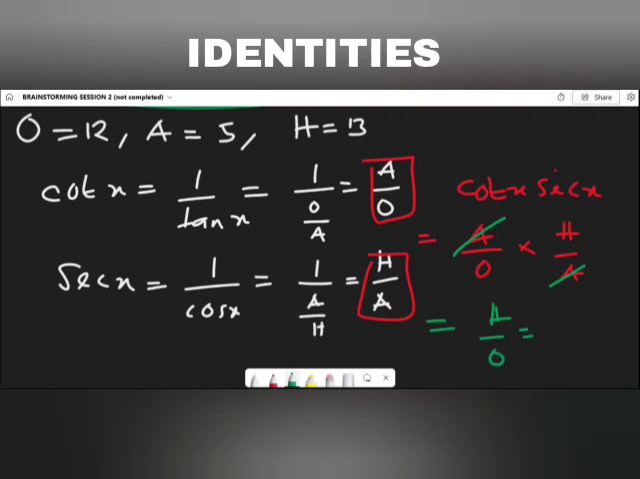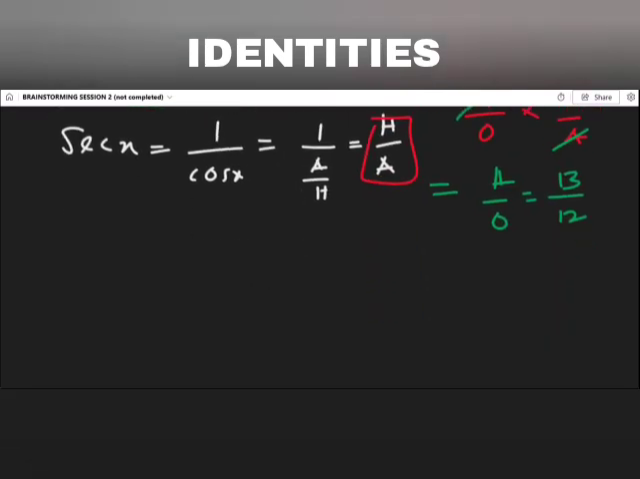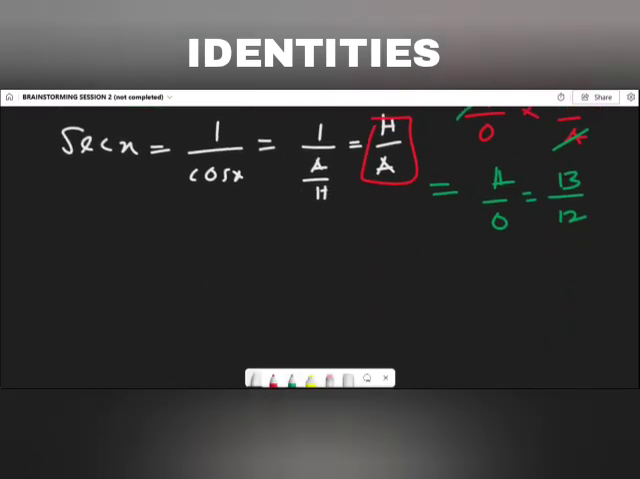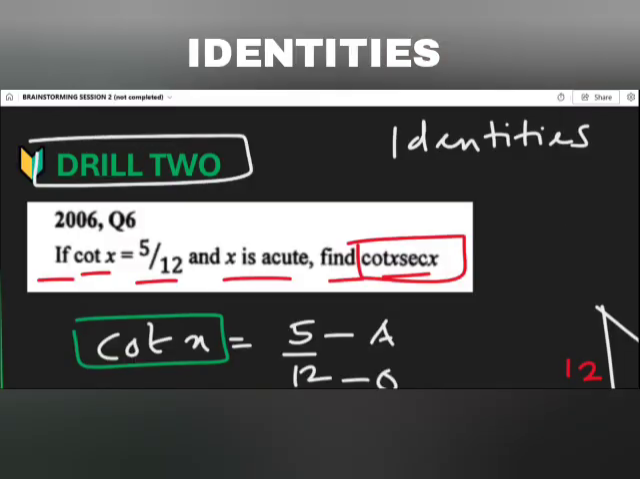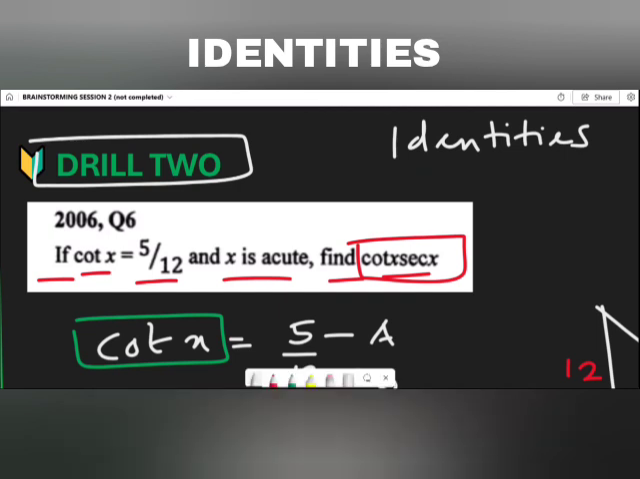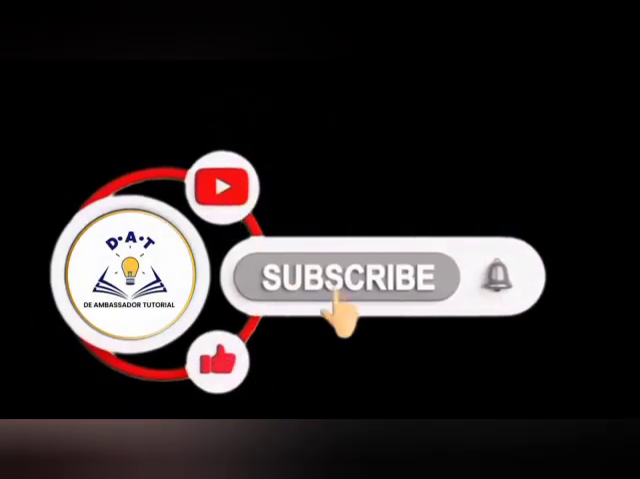What's the value of h? The value of our h is given as 13. Then we have the value of our opposite to be 12. So the answer to cos x sec x is 13 over 12. Let's consider our options to see whether we have such an answer. Okay, there's no option for this, but the answer here is 13 over 12.